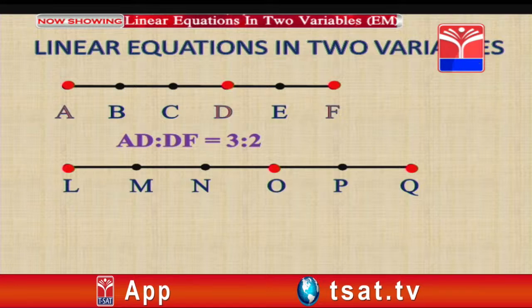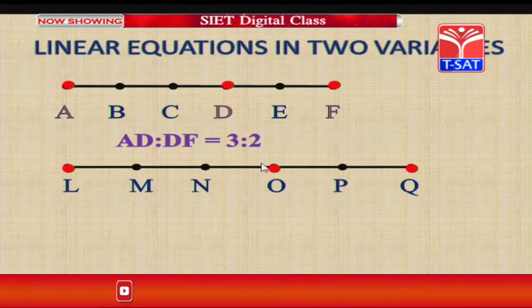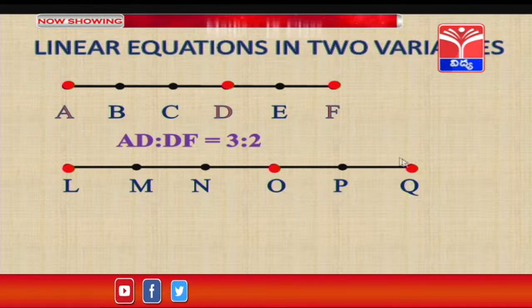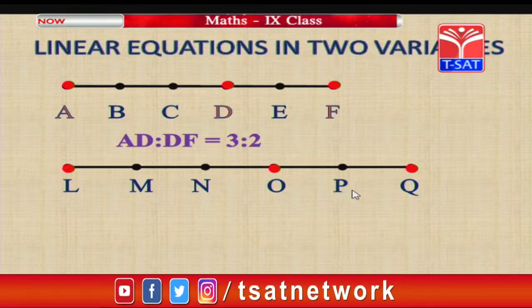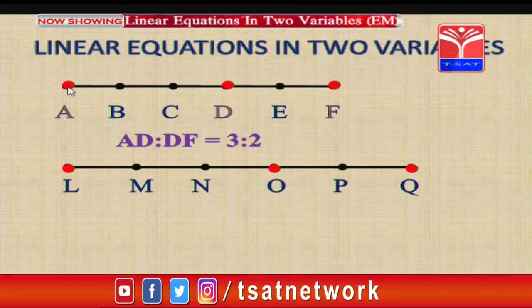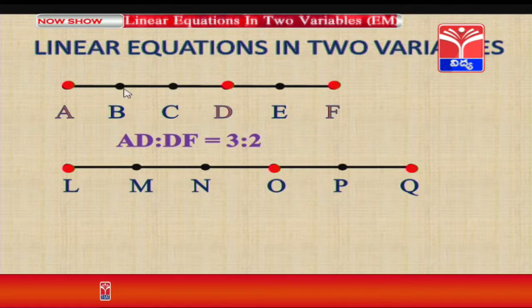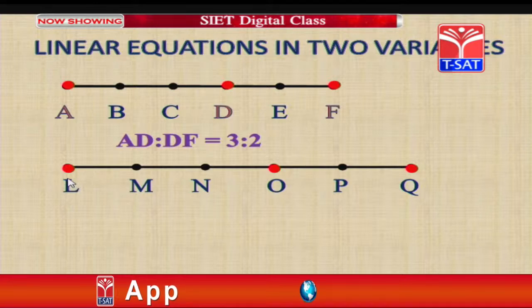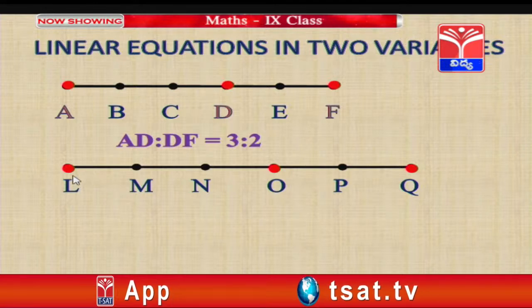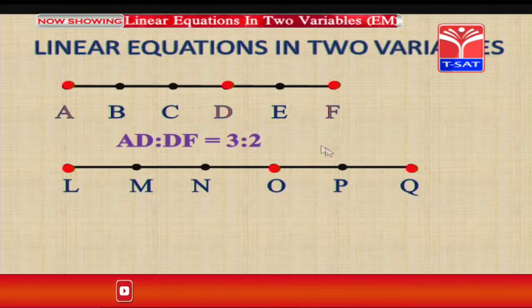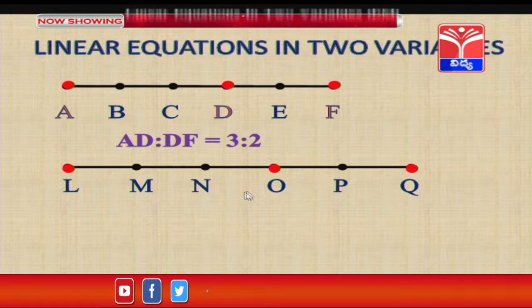Now, how many parts are there from L to O? There are 3 parts. Similarly, from O to Q, how many parts are there? 2 parts. But please see, the length of each part in the first case is comparatively smaller than the length of the part in the second case. This is bigger compared to the previous one, but still the number of parts are the same.